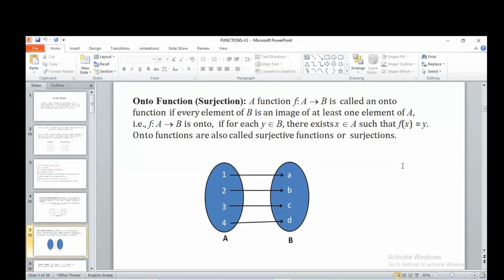F from A to B is onto if for each Y belongs to B, there exists X belongs to A, such that F of X is equal to Y. See the third line, listen carefully. Onto functions are also called surjective functions or surjections. While seeing the problems, I will explain in detail.